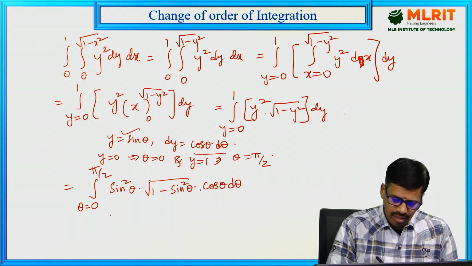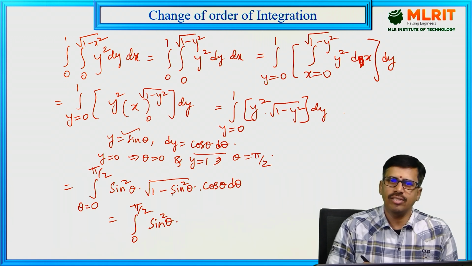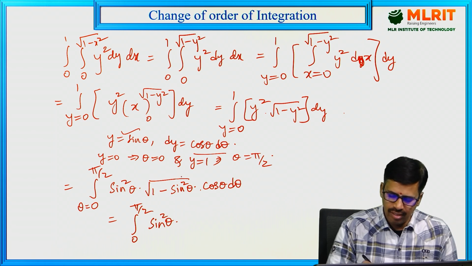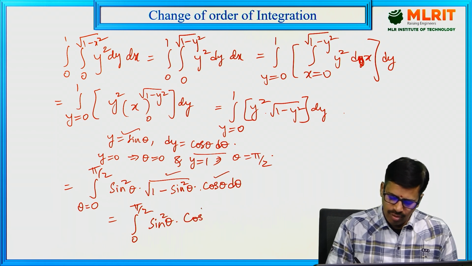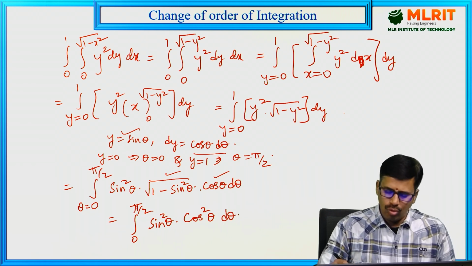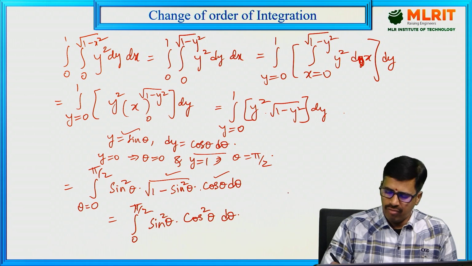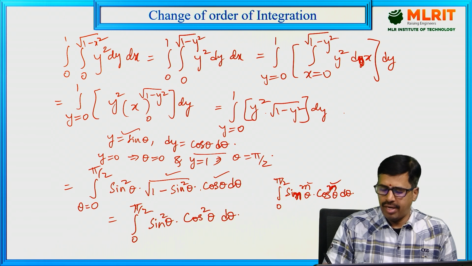So this integral can be written as integral 0 to pi by 2 sin square theta into under root of 1 minus sin square theta, which is cos square theta, root of cos square theta is cos theta. So cos theta into cos theta is cos square theta d theta, right? So to evaluate this integral we can use beta gamma functions, or we can apply the direct formula. We have integral 0 to pi by 2 sin power m theta cos power n theta d theta, where m and n both are even.